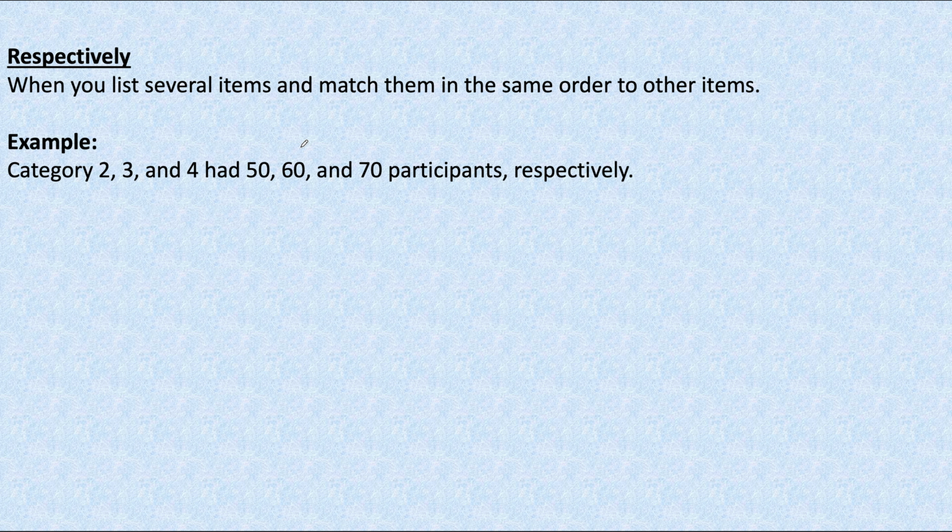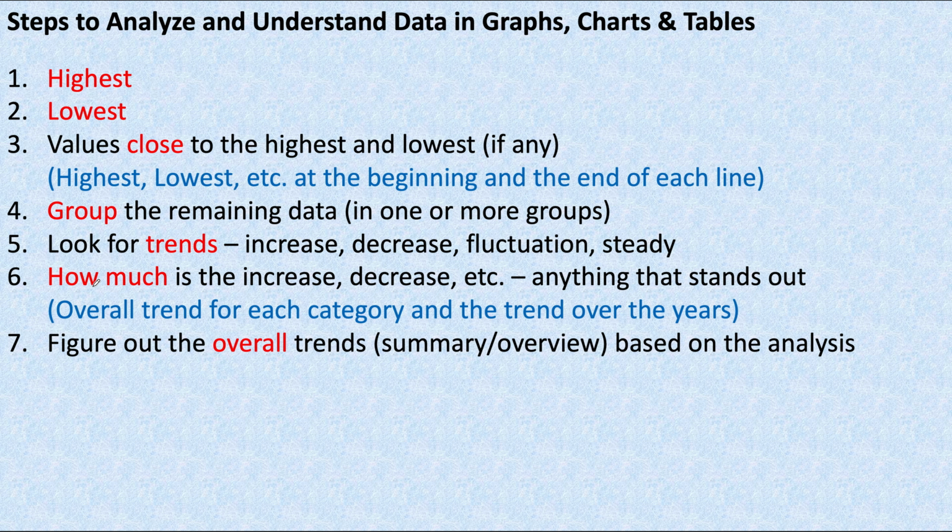Respectively is a word we use when matching items in order. For example, if I say category 2, 3, and 4 had 50, 60, and 70 participants respectively, it means category 2 had 50 participants, category 3 had 60 participants, and category 4 had 70 participants.